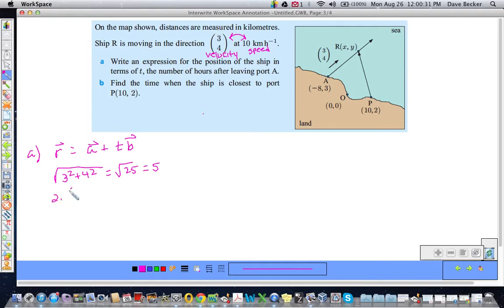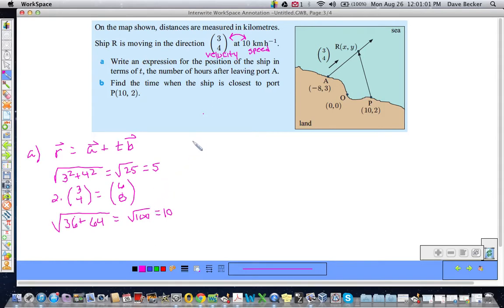So 2 times the vector 3, 4 is equal to 6, 8. The vector 6, 8, okay? And to double check, let's check the magnitude of 6, 8, which would be the square root of 36 plus 64, which equals root 100, which is equal to 10. Perfect, that's the speed we want.